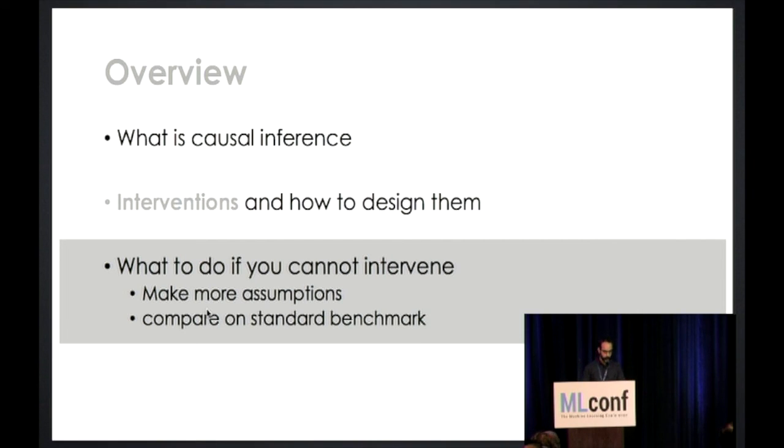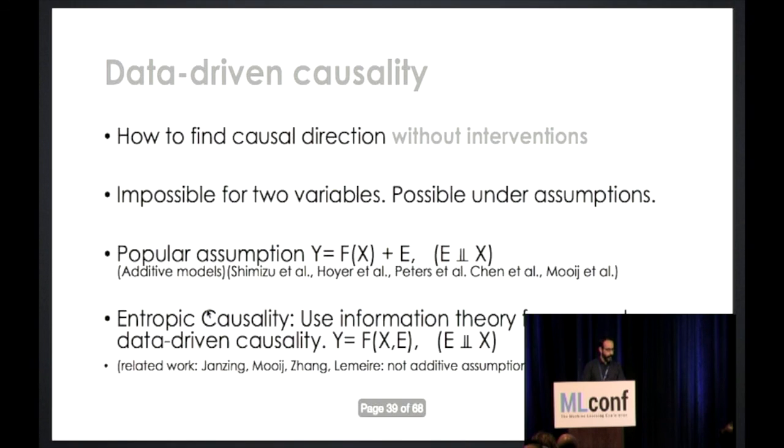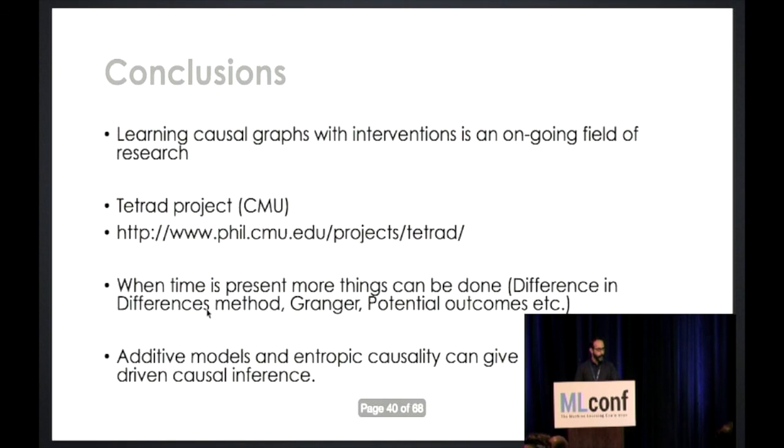Very briefly, I'll tell you two models that are very popular that you can try to use. One is the additive noise models, where you assume that one variable is a deterministic function of the other plus some noise, and the noise is independent from x, critically. These are called additive models, and they work pretty well, but your variables have to be numerical. They cannot be categorical. And we are developing a new framework called entropic causality. We use information theory, and I think it's a pretty good framework if you have categorical variables and you want to find causal directions.